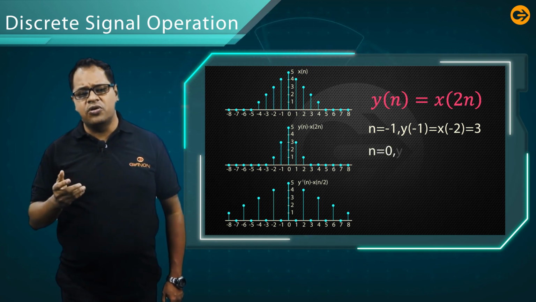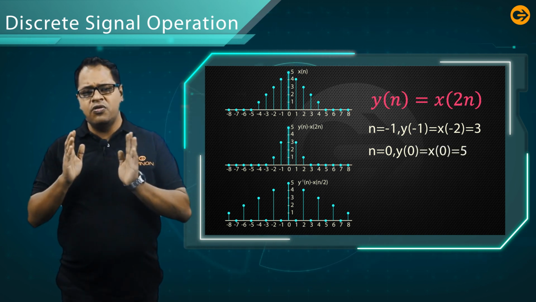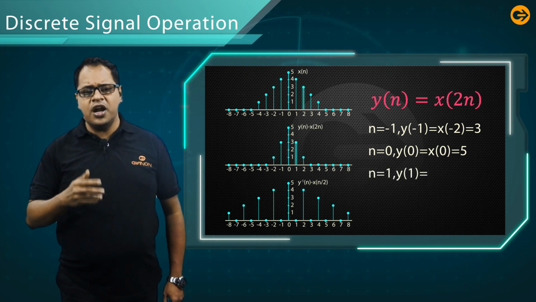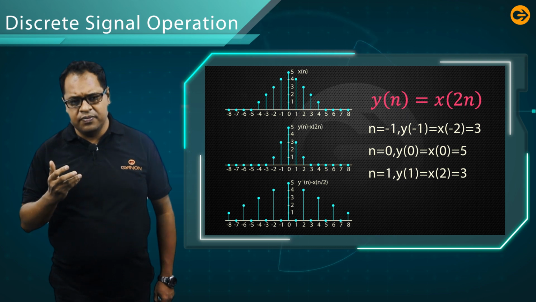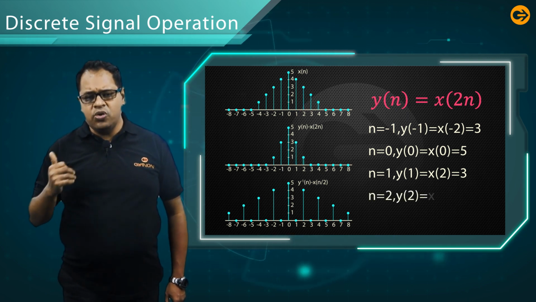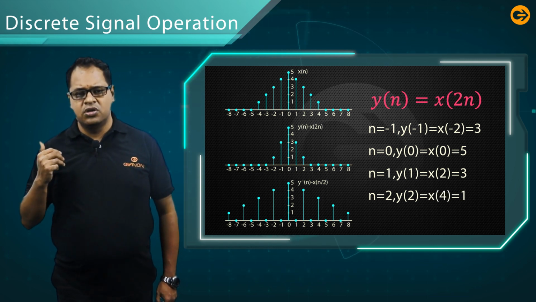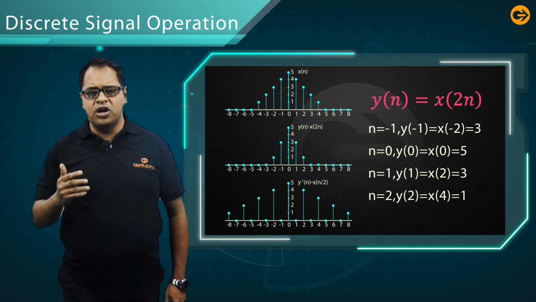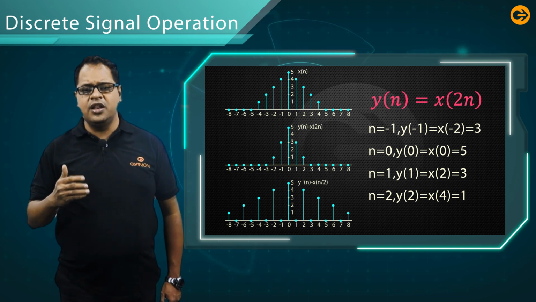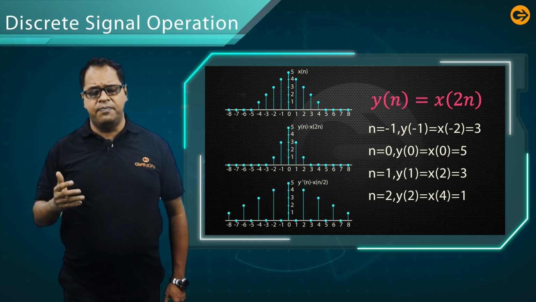And for n equal to 0, y[0] = x[0] = 5. For n equal to 1, y[1] = x[2] = 3. Also, for n equal to 2, y[2] = x[4] = 1, and so on and so forth. From that result, it can be concluded that to plot y[n], odd number samples in x[n] are skipped and only even number samples are retained.